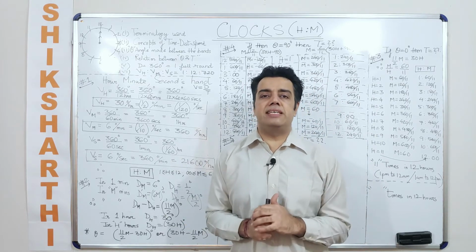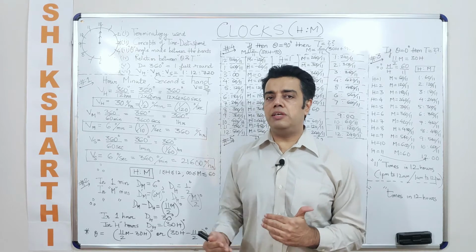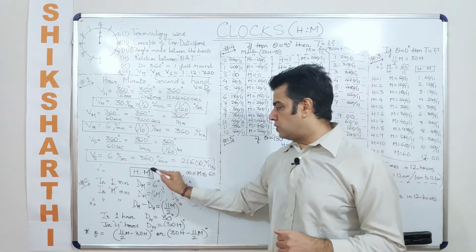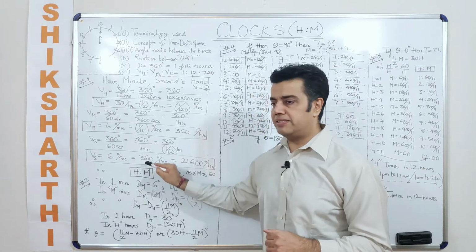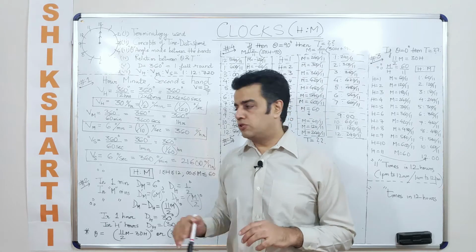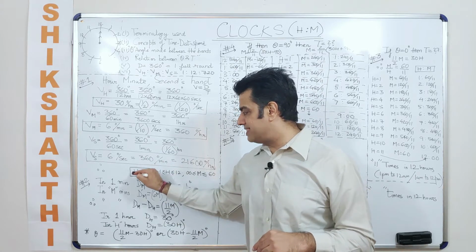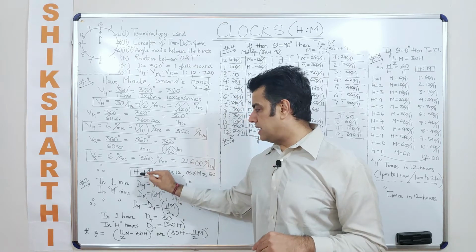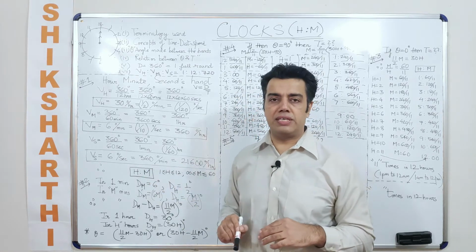Once you have ascertained this, then you can use the concept that we had discussed, concept number 2. At a particular time, the time here is h colon m. So we are talking about m minutes past h hours, or h hours and m minutes, another way of understanding the same.